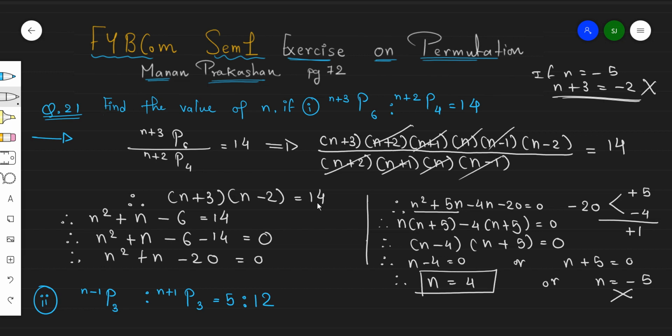Simple, right? So this is why I discussed this problem. We have done something similar, but over here these two were different. One was n plus 3, the other is n plus 2.